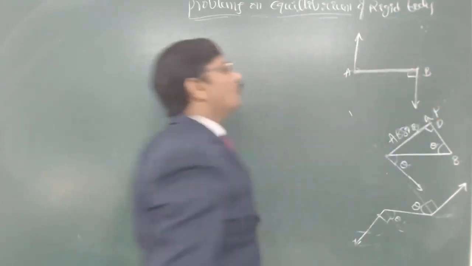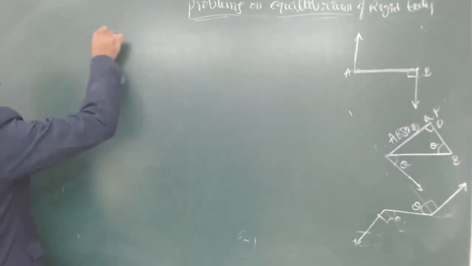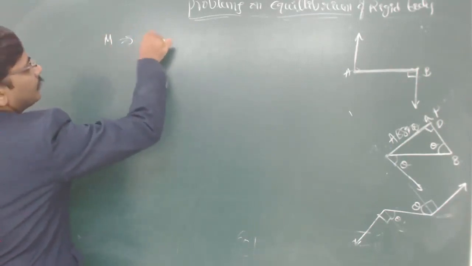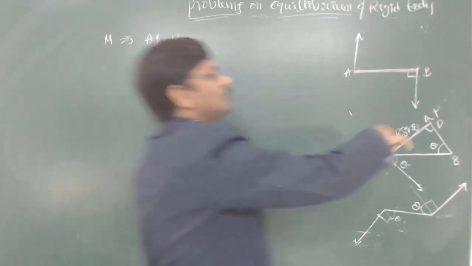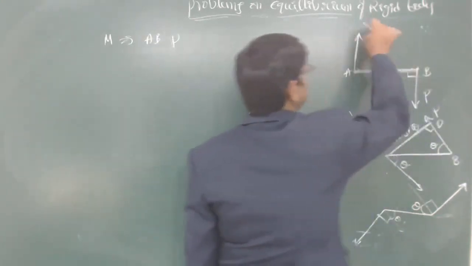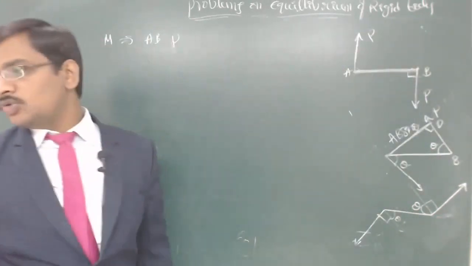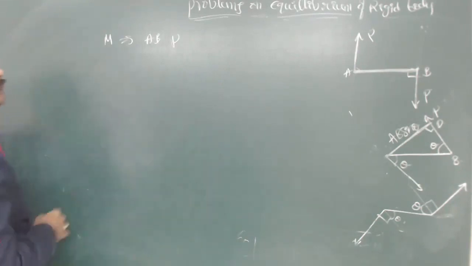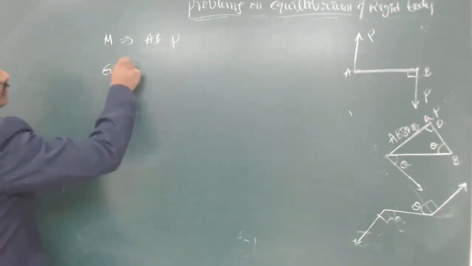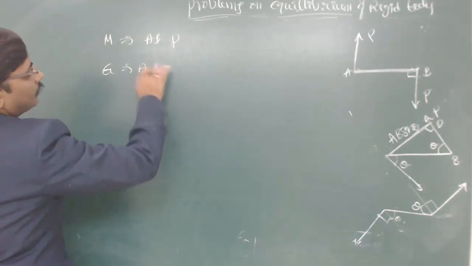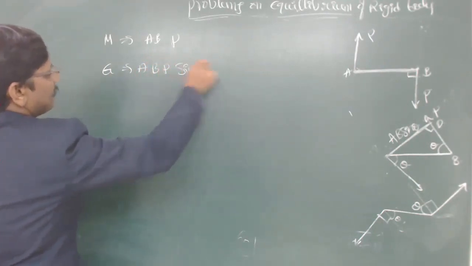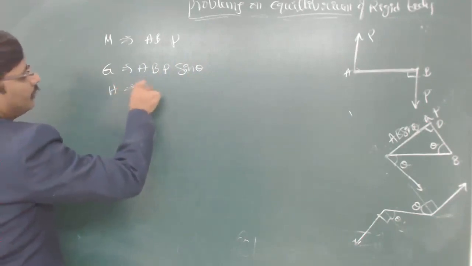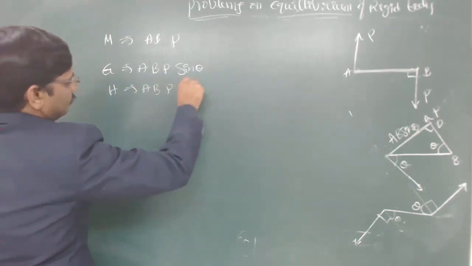So the new moment will be, let us say, M equal to AB into P. So this is the force P and this is P. So AB into P is the new moment. Now this AB into P, we have G equal to AB into P into sin theta, and H is equal to AB into P into cos theta.